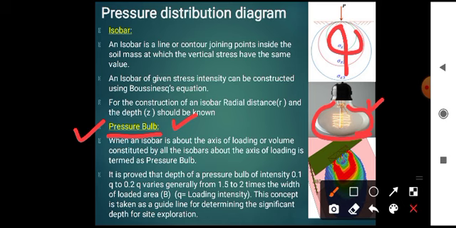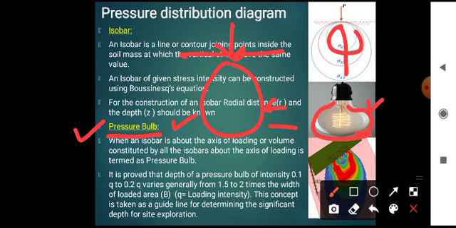Or it is the volume which is constituted by an individual isobar. An isobar is a 2D element, a 2D plot, like this. Now volume is a three-dimensional entity. So we have to consider three dimensions of this particular shape which I have plotted. That is what gives you the pressure bulb.